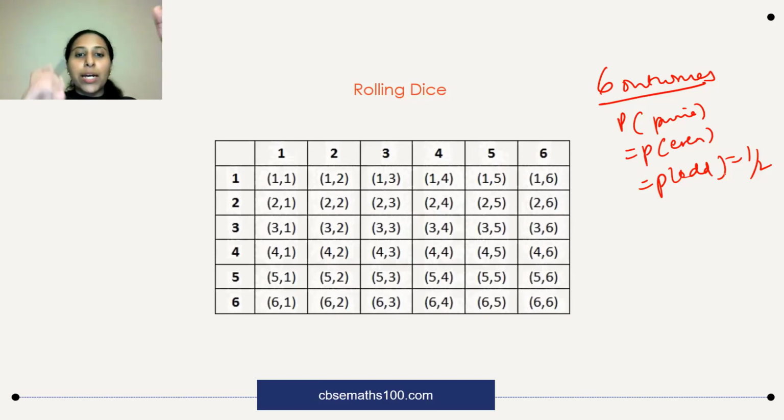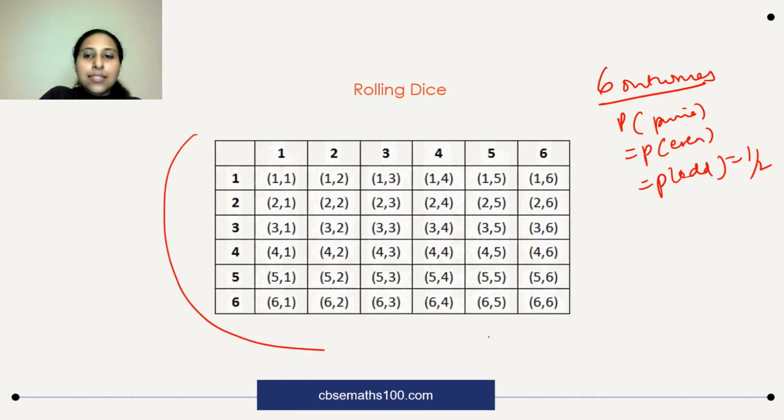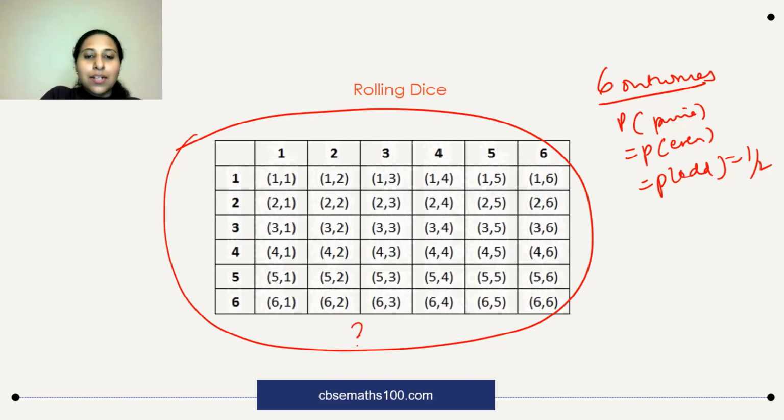When you roll 2 dice, all the 36 outcomes are given here. You can have 36 outcomes when you are rolling a pair of dice. Now, so many types of questions can come based on this. What is the probability of getting a doublet? Doublet means that you're getting the same number on both. So you have 1, 1, 2, 2, 3, 3, 4, 4, 5, 5, 6, 6. 6 out of 36 will become the probability.